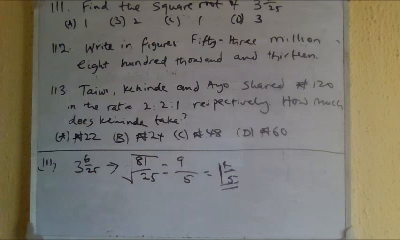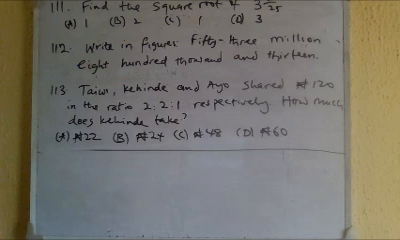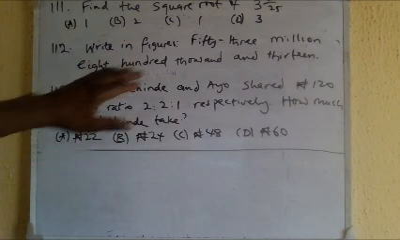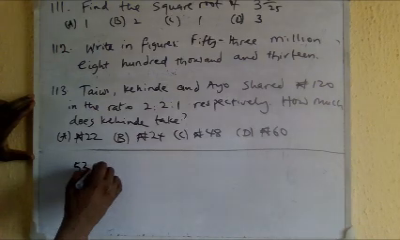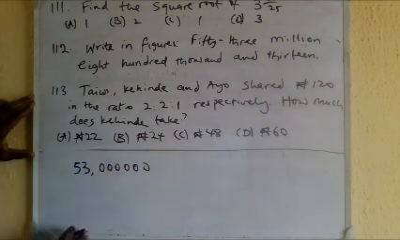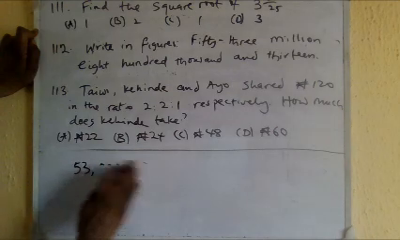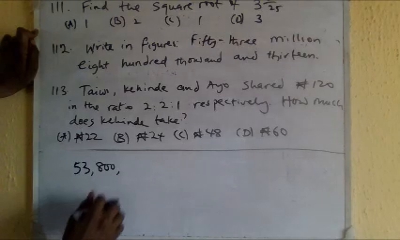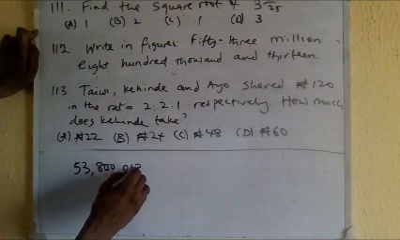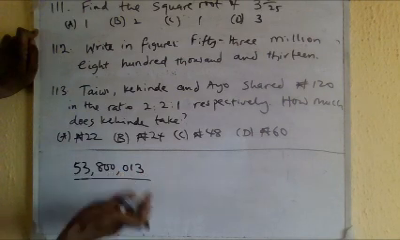So that's for 111. Then 112 says write in figures. So we're going to be calling this. It's just a matter of reading the figures. It says 53 million. So this is 53 million, 53,800,013. That's million, right? 53 million 800,000. Okay, 53 million 800,000, and 13. There's no 100 here. So that's just it.